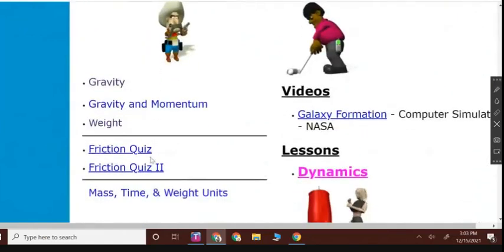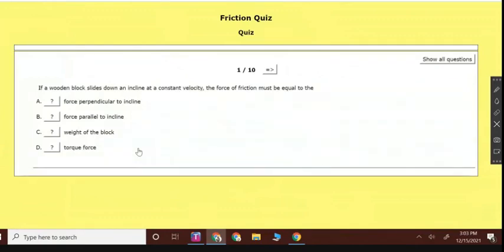Could you go all the way down to friction quiz 1 and 2? We're going to do those first. And how about you work about 10 minutes and work together? How about that? Work about 10 minutes on your own.